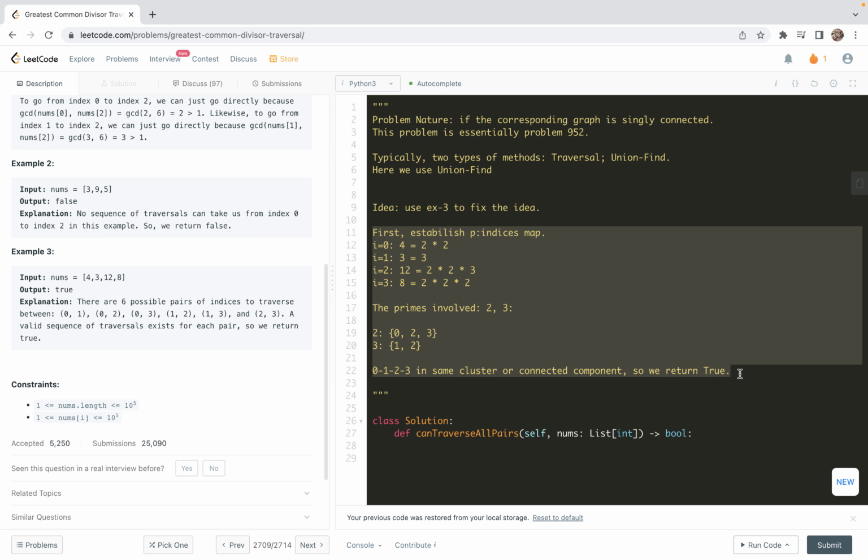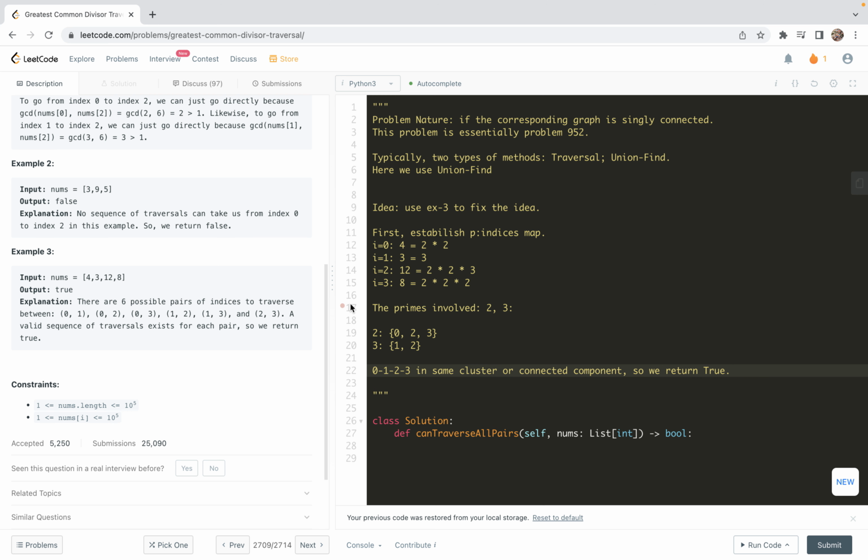The indices corresponding to the same prime factor means that their numbers contain this prime factor, so you can travel among them. In other words, 0, 2, and 3 are in the same cluster. And if we look at this list, it means that 1 and 2 are also in the same cluster.